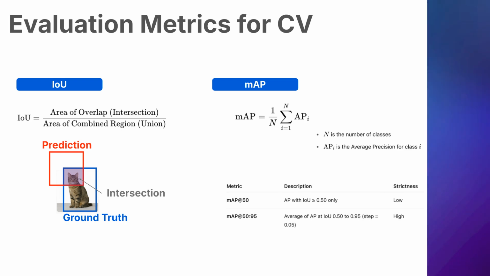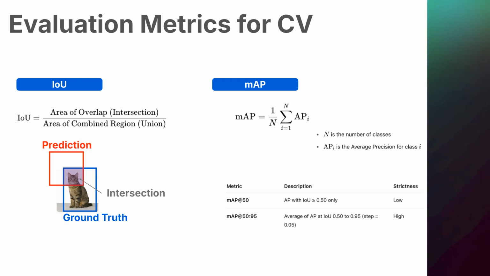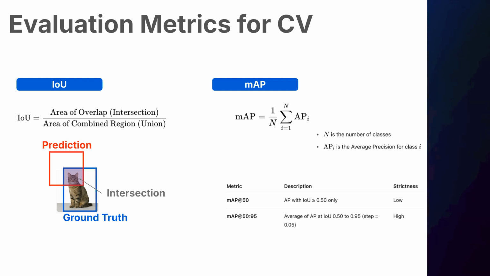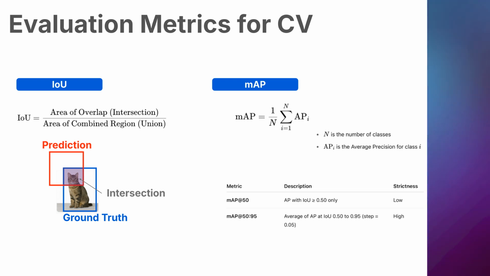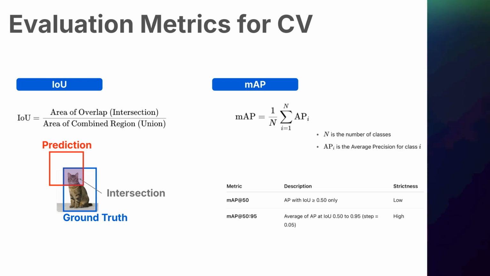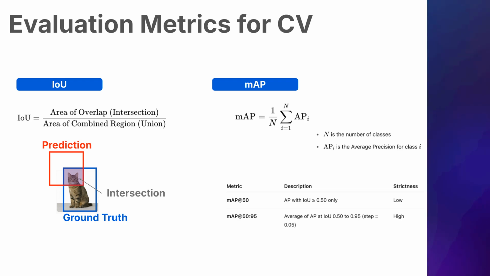Mean average precision 50 is a version of mean average precision where we only count a detection as correct if the IOU is 50% or more. This means that the predicted box needs to overlap with the correct box by at least half to be considered a correct match. This metric is easier to pass, so the score is usually higher. It is often used in many YOLO model benchmarks.